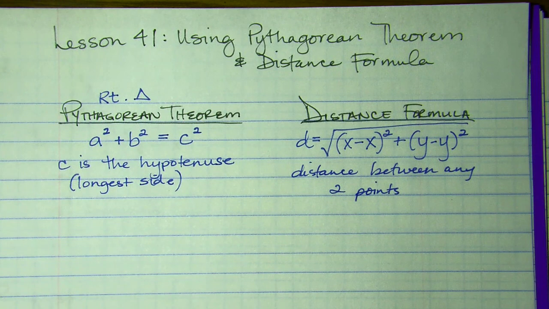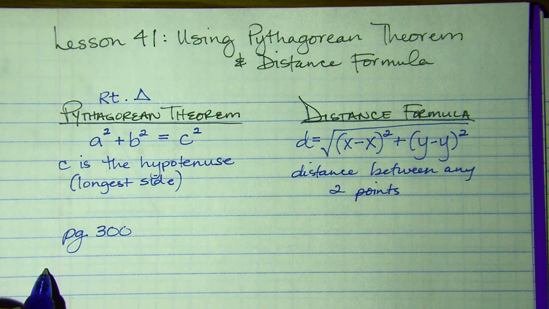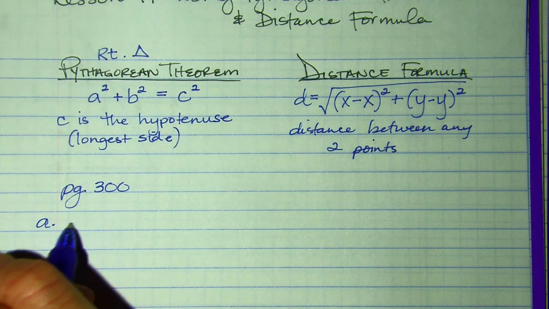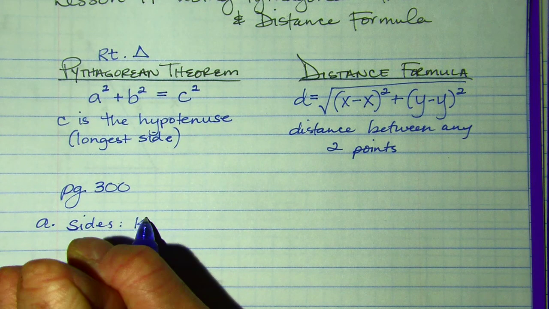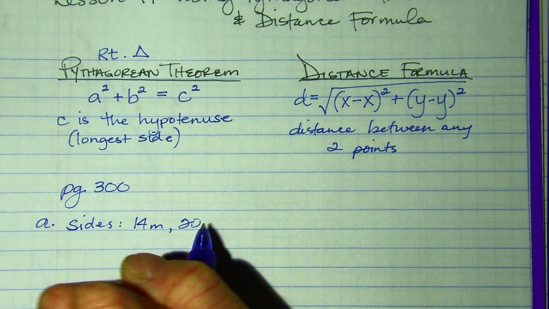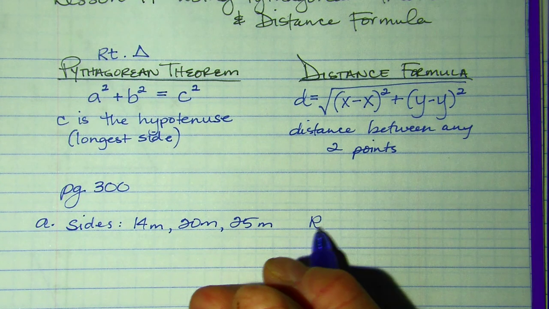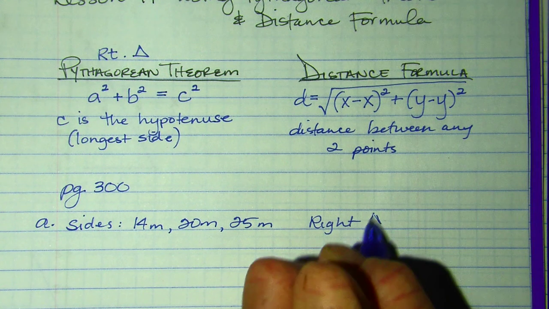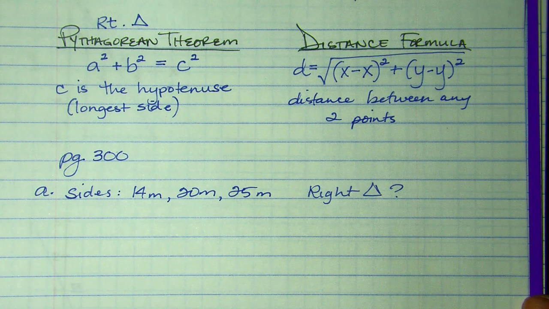So here we go. We're going to jump into lesson practice, which is on page 300 and part A. Part A gives us the following sides. This says the sides of the triangle are 14 meters, 20 meters, and 25 meters. It asks the question, is this a right triangle? So I'm going to use the Pythagorean theorem to determine whether this is a right triangle.